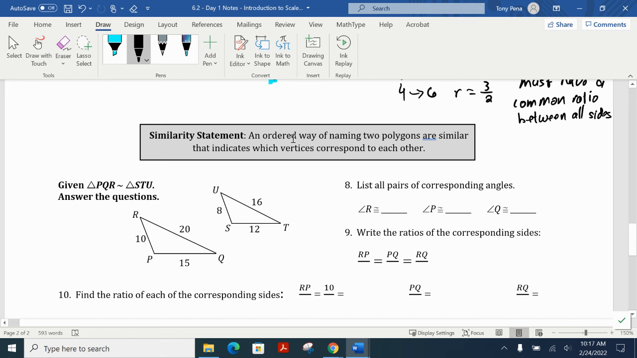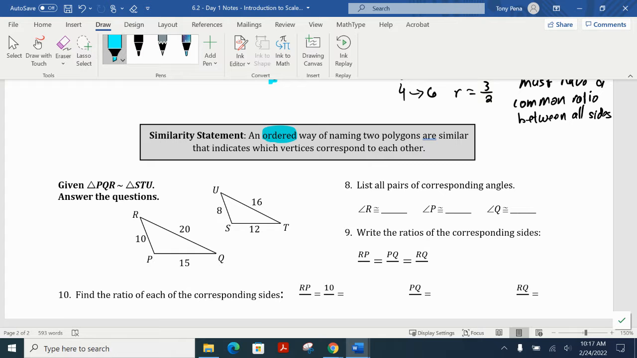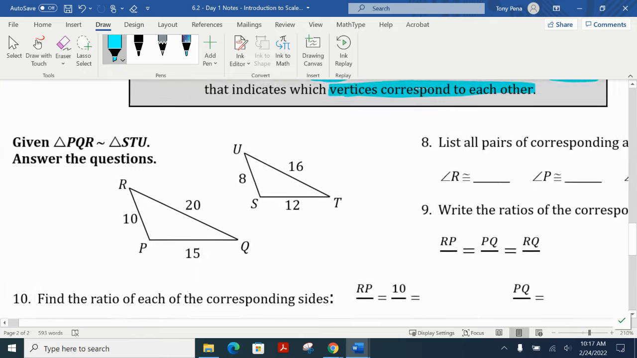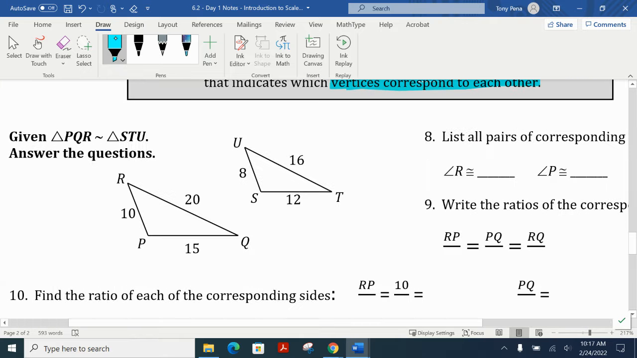So a similarity statement is an ordered way. The word order is important. The way we're going to order these is important of naming 2 different polygons that are in fact similar to each other. That indicates which vertices correspond to each other. Okay. So when you look at this one here, here is our similarity statement. When you see this little guy all by himself, the little squiggly, that is read as similar to. So what I am telling you here is triangle PQR is similar to triangle STU.